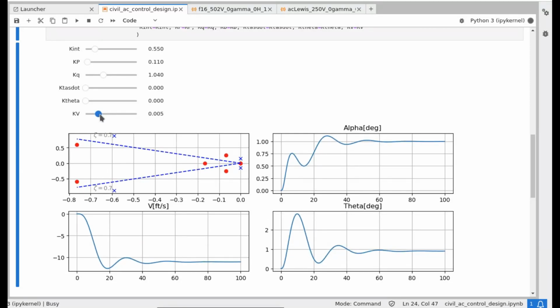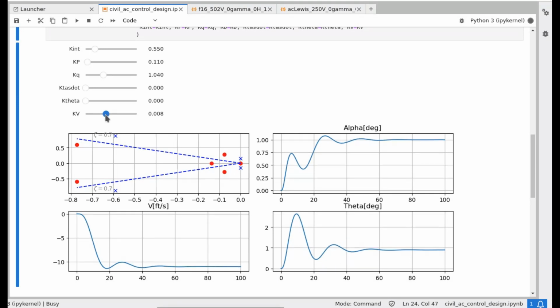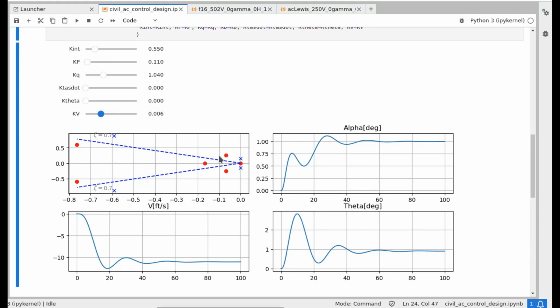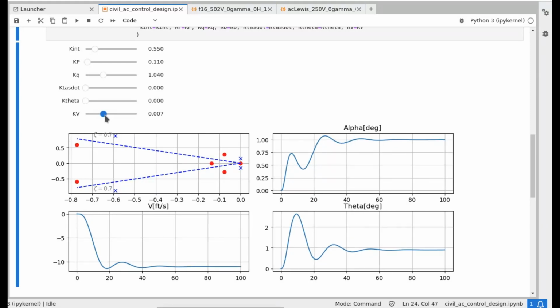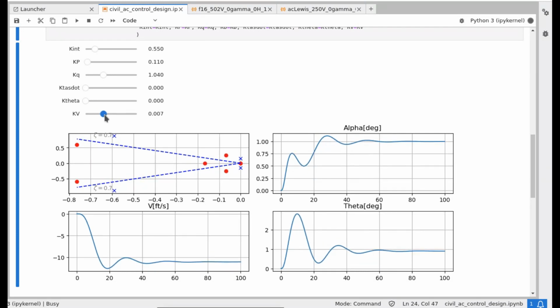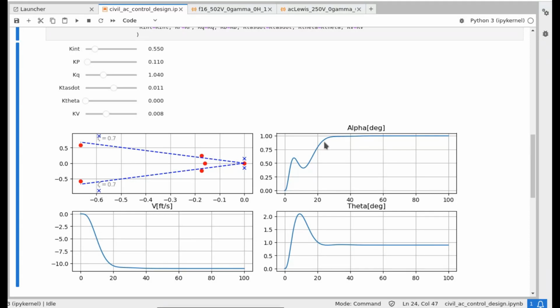You can see that right here, if you increase kV a bit more, you are not improving the damping, as you can see for these two little guys here. If I go beyond 0.007, you're not improving the damping anymore. So basically this is, roughly speaking, how the angle of attack controller looks for conventional and commercial aircraft.